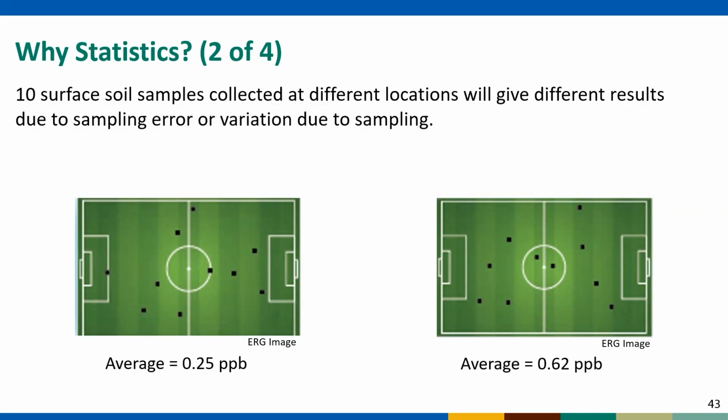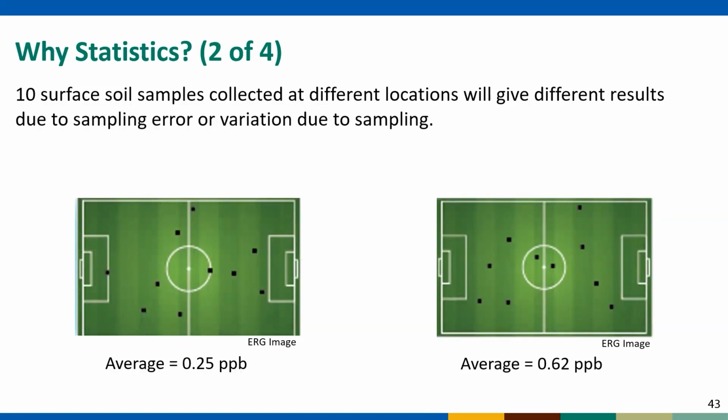Even if everything is all the same, almost inevitably, we're going to end up with two different sample averages. Let's say the EPA sample is 0.25 parts per billion. And let's say the contractor came up with 0.62 parts per billion. Again, we want to know what the true average concentration is, but we have two different results. So, which is correct? Well, the bottom line is we really don't know.